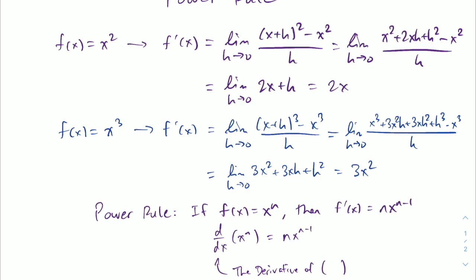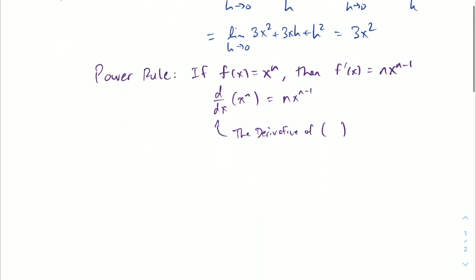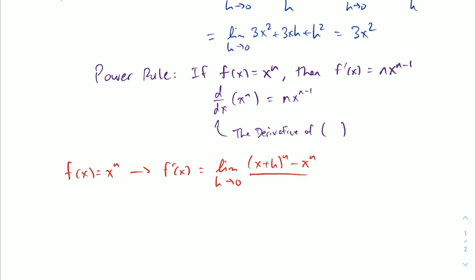Okay, so let's prove this. We've done a couple examples, so we have an idea of how the proof will go. So we're going to have x to the n. We're going to take the derivative by taking the limit as h goes to 0 of x plus h to the n minus x to the n all over h.